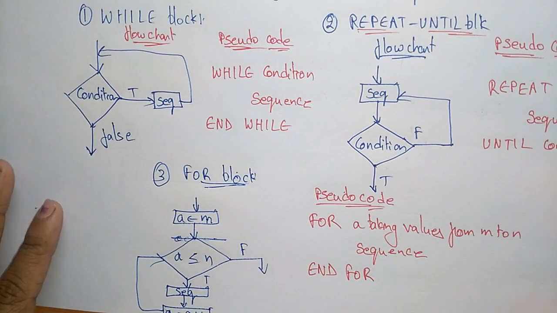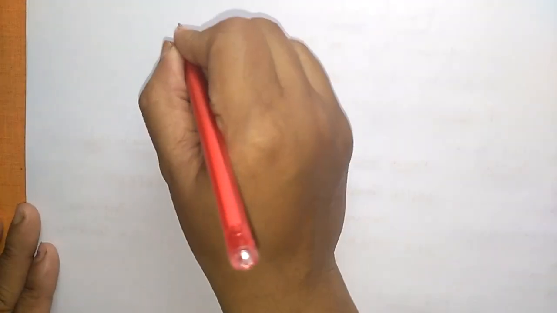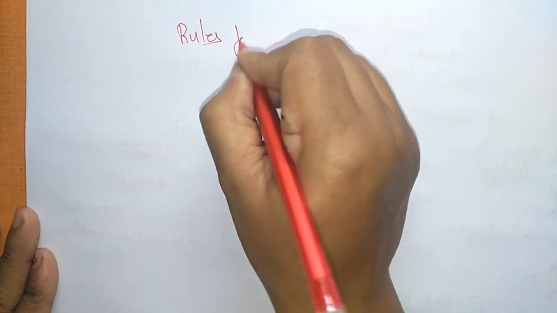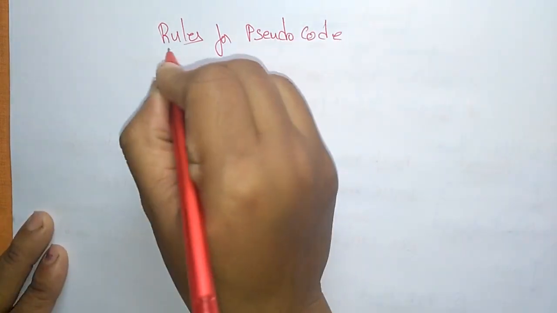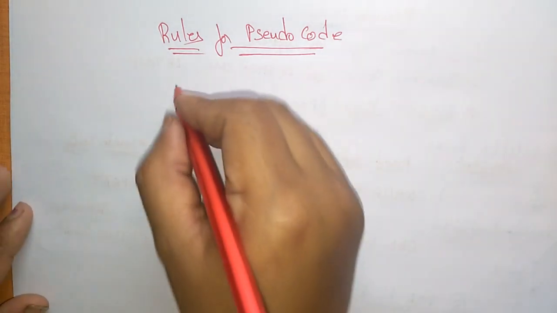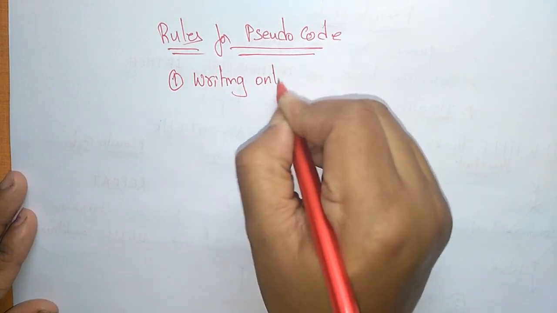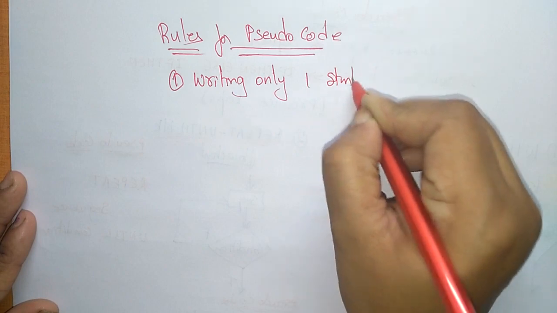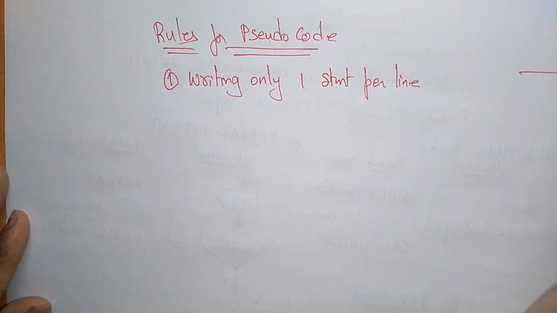Now let us see the rules for pseudocode. So far we have discussed what pseudocode is and what the logical structures in pseudocode are. What rules do you have to follow while writing pseudocode? The first rule is to write only one statement per line. For each line you write only one statement.